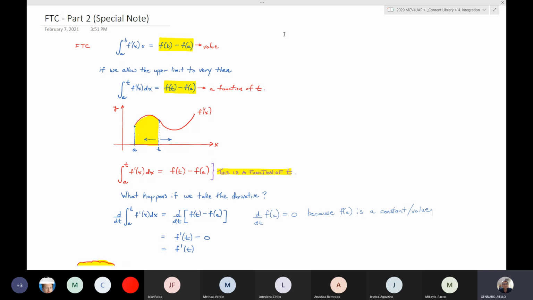Well, what is the derivative of f at t? The derivative of f at t is just f prime. And what is the derivative of little f evaluated at a? That would just be 0, because f at a is just some number. It's a constant. It's a value. It's a function evaluated at some number. So when you take any function evaluated at a number, you're going to get a value. And when you take the derivative of that, it will be 0. So the result, the derivative of that integral from a to t of f prime dx, is just equal to f prime of t.